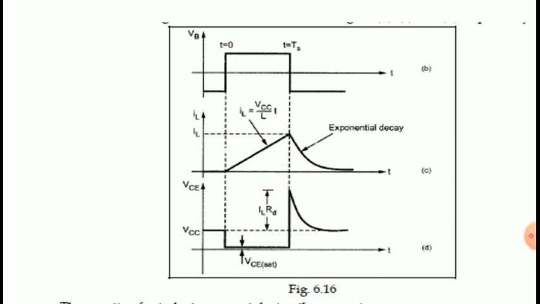The stored energy is half L I squared, and because I is equal to V by L into T, there is a linear increase in the energy. After it reaches Ts, the gating waveform becomes negative and the transistor will be in the off state. But the energy stored in this inductor will make the diode conduct, that is, the diode is forward biased.